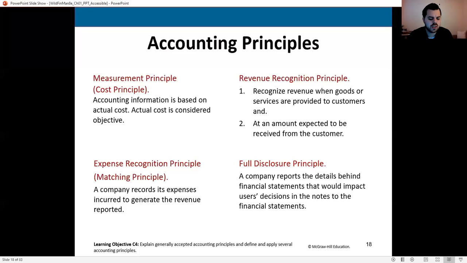This is where a company records its expenses incurred to generate the revenue that is reported. It doesn't make a tremendous amount of sense to us right now, but as we get into some of our journal entries in a little while, hopefully we will start to see that making more sense. And finally, we have our last principle here, the full disclosure principle, which tells us the company will report the details behind the financial statements.